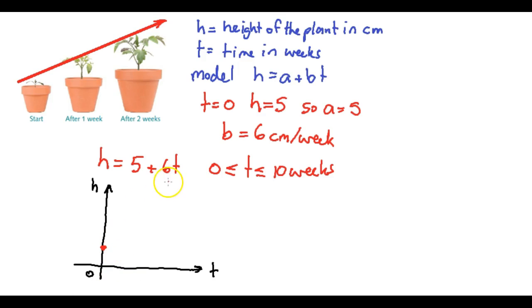Now I could use my slope, and I will in a minute, but I'm going to look at what happens in 10 weeks. In 10 weeks time, t would be 10. 6 times 10 is 60, and 60 plus 5 is 65. So in 10 weeks time, my plant is going to be 65 centimetres tall. And I can fit a straight line to this.